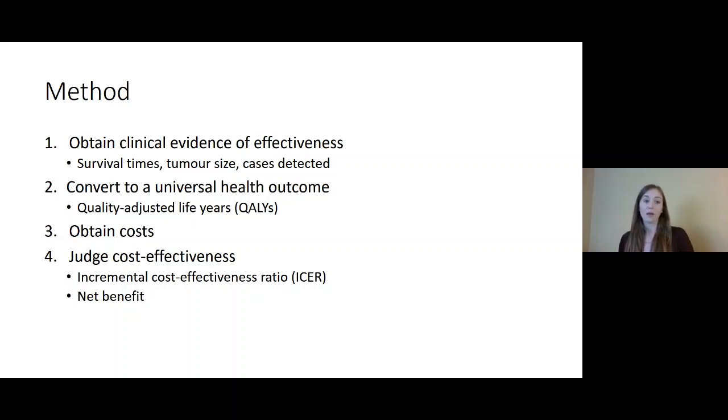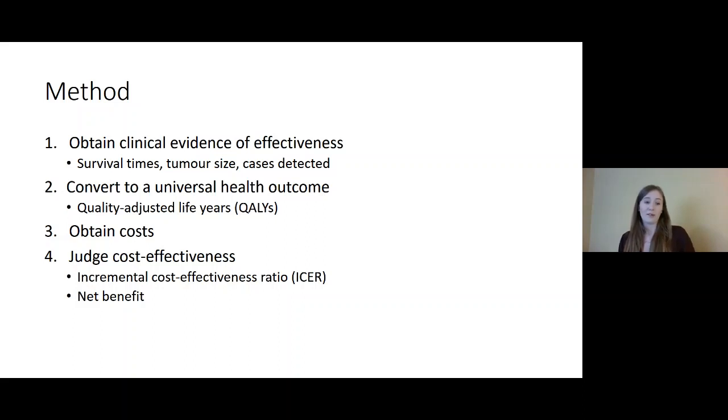So having got their quality adjusted life year, or their universal health outcome, in low-income countries, instead of quality adjusted life years, we tend to use disability adjusted life years, which are called DALYs. So you might sometimes see them as well. Basically, the point is there are multiple universal health outcomes that can be used.